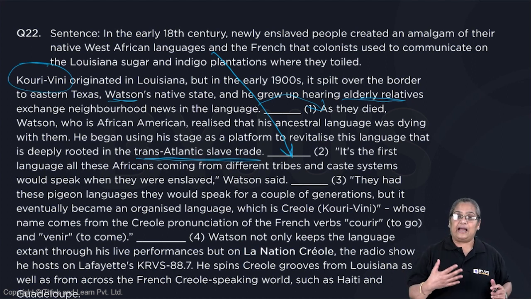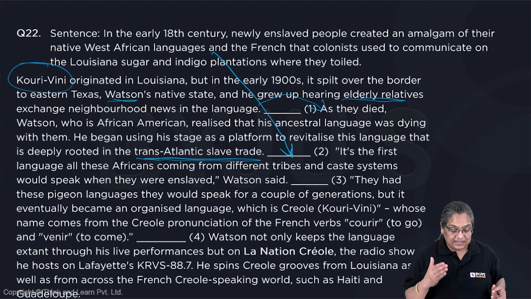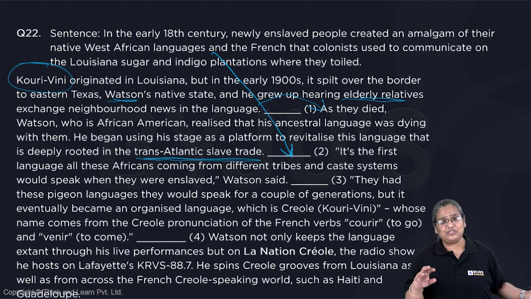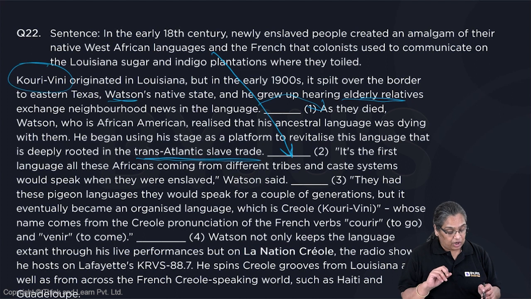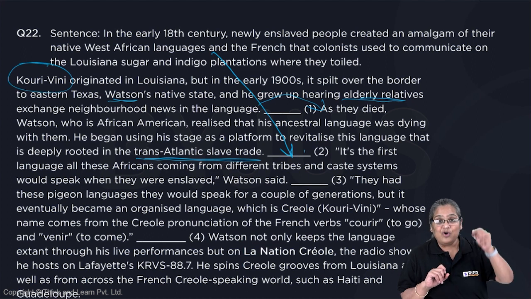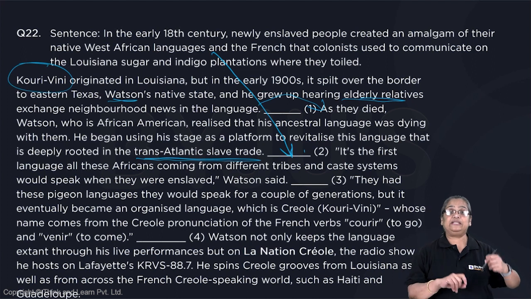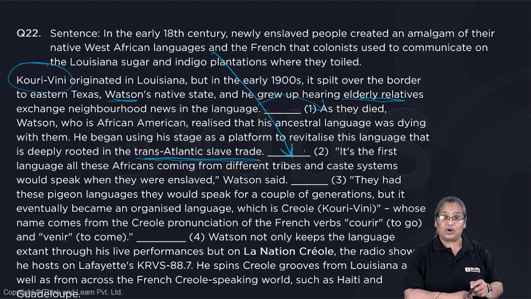How did the language originate? In the early 18th century, newly enslaved people created an amalgam of their native West African languages and French used by the colonists as they toiled in the plantation. It is the first language all these Africans coming from different tribes and caste systems would speak when they were enslaved. This amalgam was the first language that the slaves would speak, said Watson. So the sentence would fit beautifully in B.